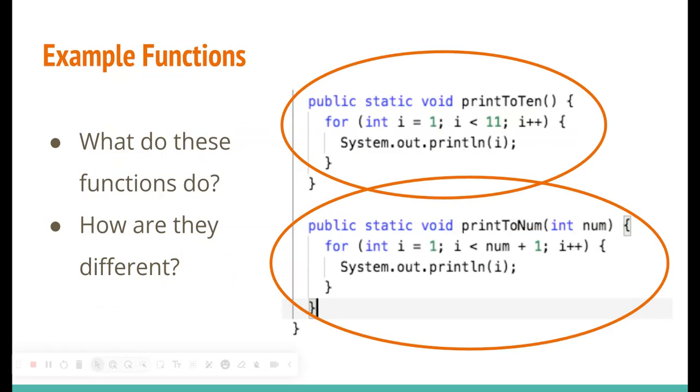So here are some example functions. What do these functions do and how are they different? Well, let's look at them. First, print to 10. You see int i is starting at 1 and it's going up until it's 10. And then each time it's printing out i.